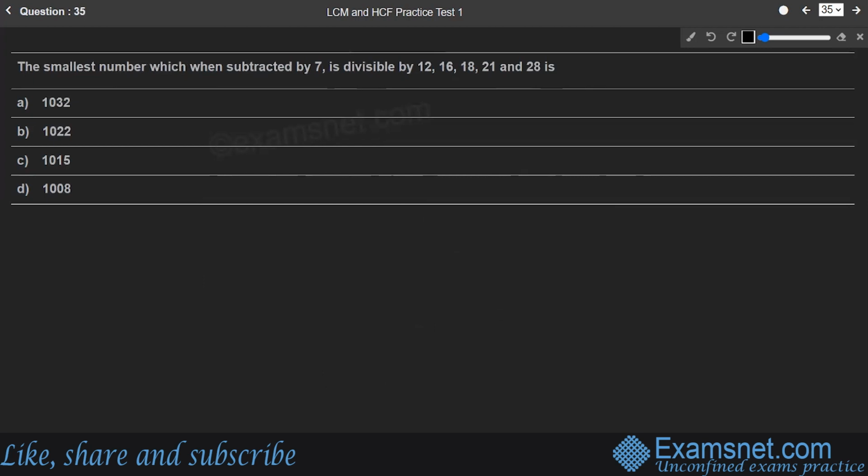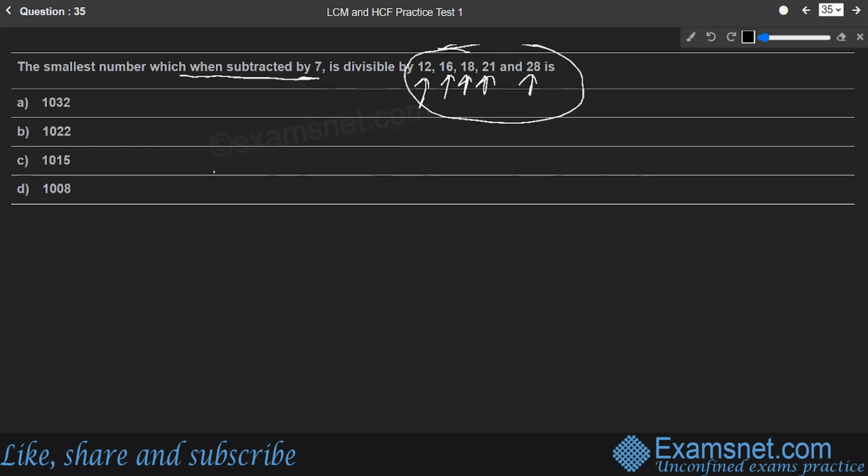The smallest number which when subtracted by 7 is divisible by 12, 16, 18, 21, and 28 is? So whenever that number is subtracted by 7, it will become a multiple of all these divisors given. So obviously, the number we are looking for should be the LCM plus 7, because whenever that number is subtracted by 7, it will become a clear multiple of all these divisors. So that number should be the LCM of them plus 7.